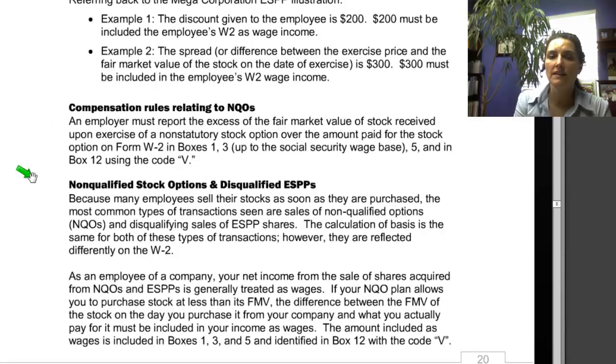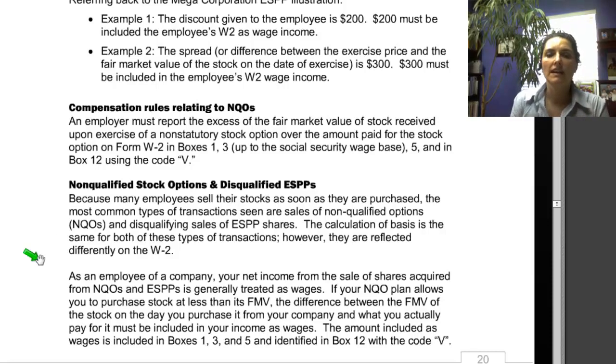Non-qualified stock options and disqualified ESPPs. Because many employees sell their stock as soon as they are purchased, the most common types of transactions seen are the sale of non-qualified options, or NQOs, and disqualifying sales of ESPP shares. The calculation of basis is the same for both of these types of transactions. However, they are reflected differently on the W-2.